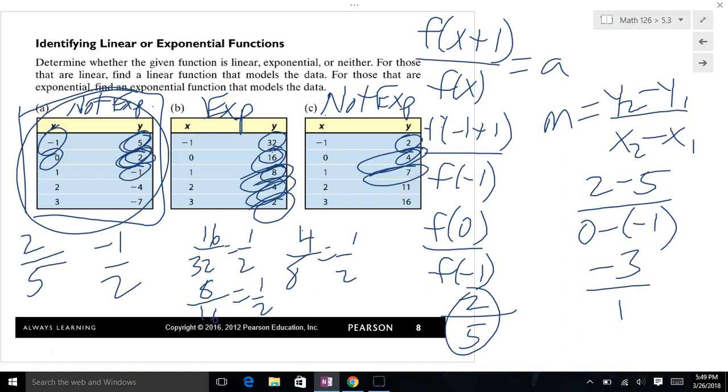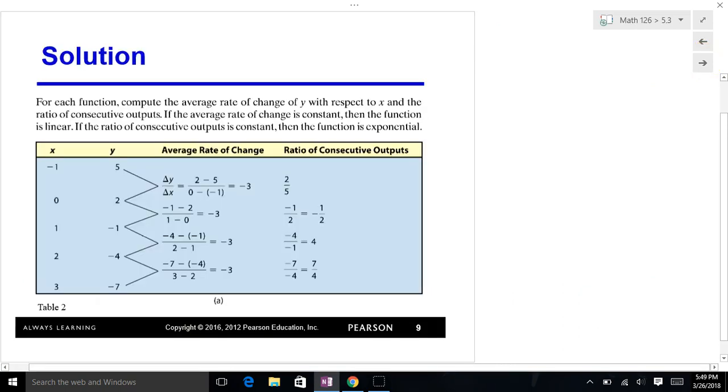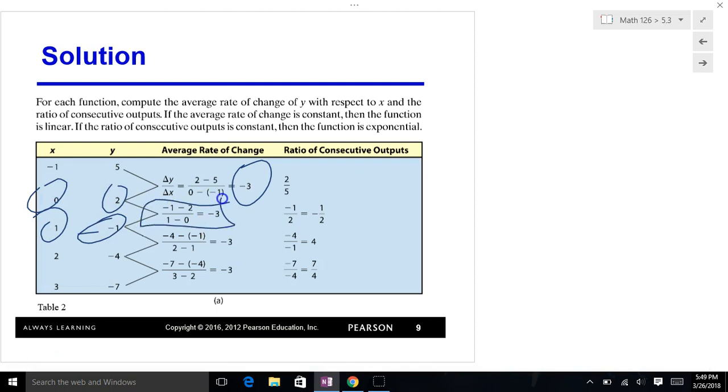Well, that's got to be the same. Let me clean this up and look at right here. So you get -3. Now we're going to go -1 minus 2 over 1 minus 0. See how it shows it right there? You got -3. So every time you find the slope, y2 minus y1, you're going to get -3 every time. So this one's actually linear.